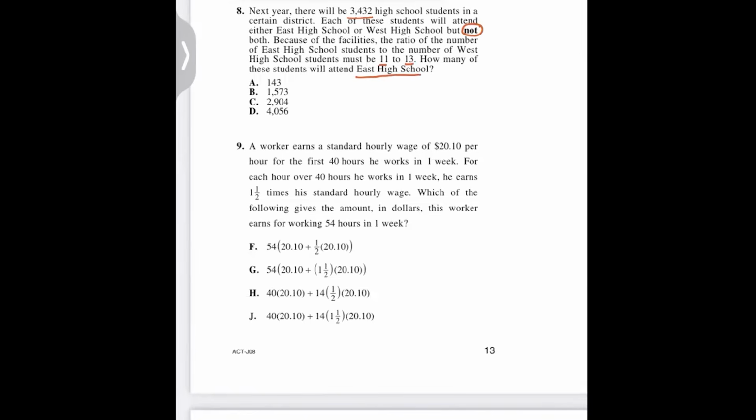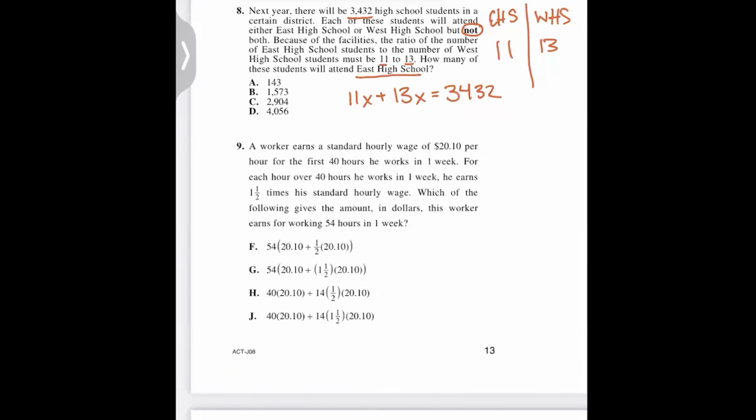So the way you do these, and they love these ratio ones, is I'm going to make a little chart. I'm going to go EHS, and then we'll do WHS. The EHS is 11, and the WHS is 13. So actually the kicker is you just go 11x. You just slap on an x. So I would say plus 13x equals 3,432. And then you go ahead and solve for x.